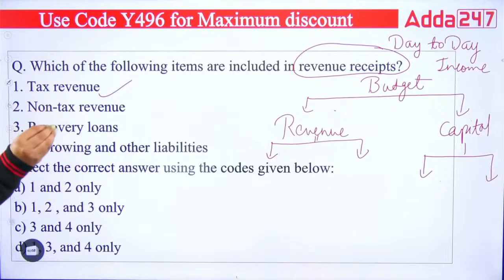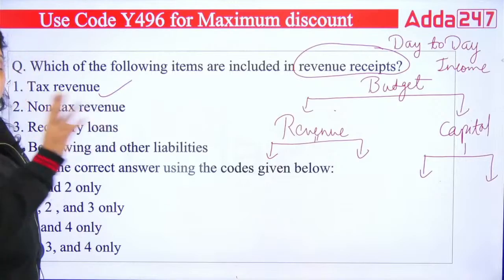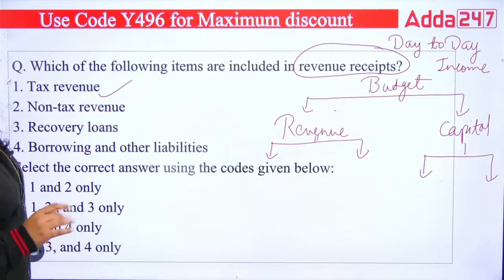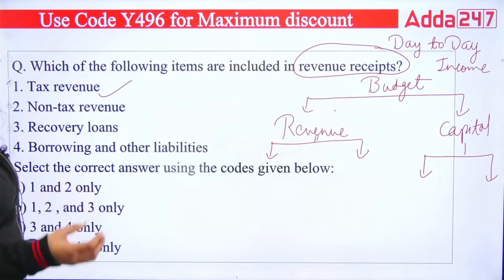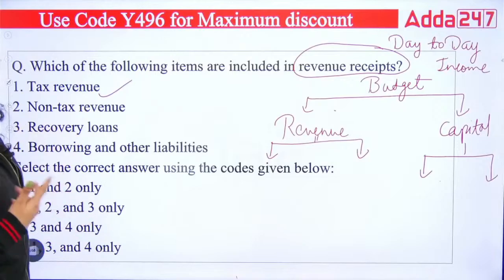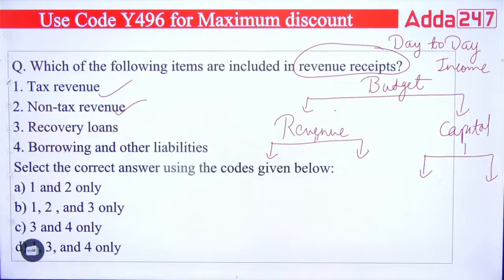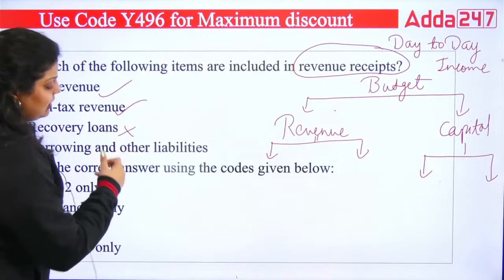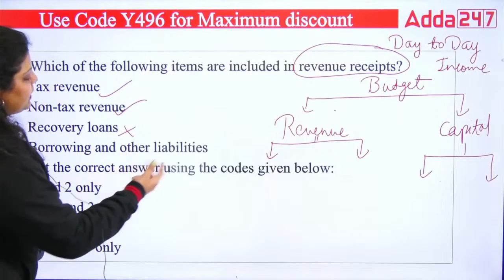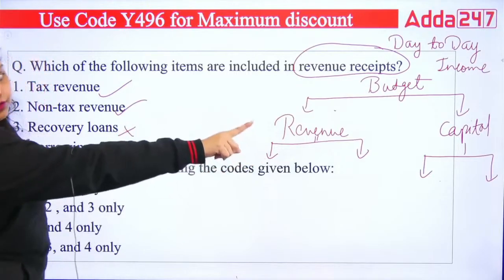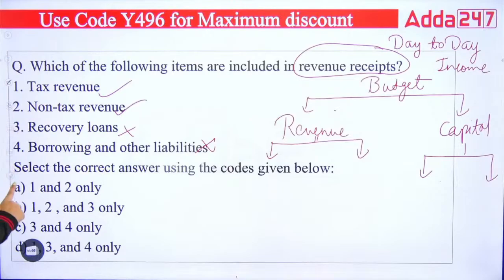For example, we are going for a long drive and we forgot to wear the seat belt. In that situation, we have to pay the traffic police a challan, fine or penalty. These fines and penalties are day-to-day income of the Government of India. That is also true. Recovery of loans is a long-term earning for the government, and borrowing and other liabilities are also long-term, so these two are part of capital. But first and second are part of revenue receipts, so the right answer is A, first and second.